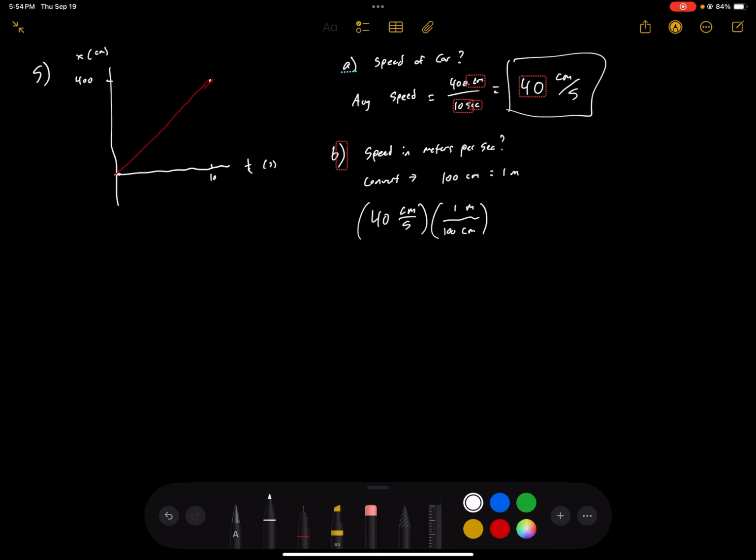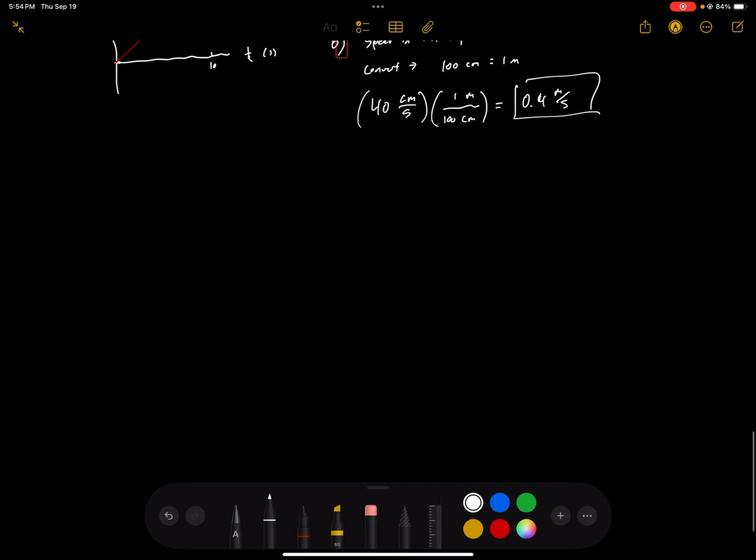Or you can do it the other way around. You can do 10 to the negative 2 meters per 1 centimeter. You get the same answer regardless. So 40 over 100 is 0.4 meters per second. It's 40 centimeters per second, but it's 0.4 meters per second. So that's being able to convert. That was an easy one.